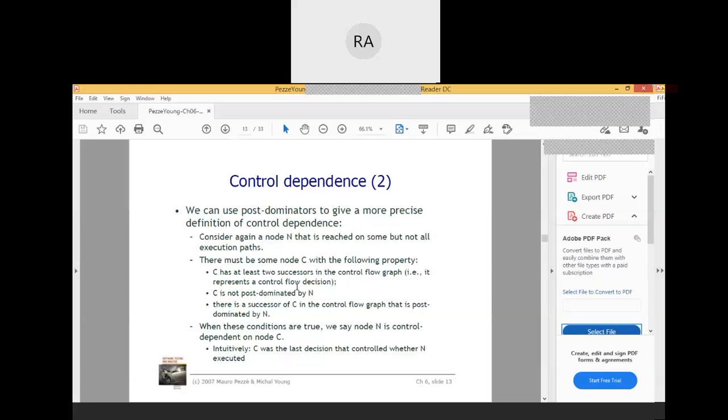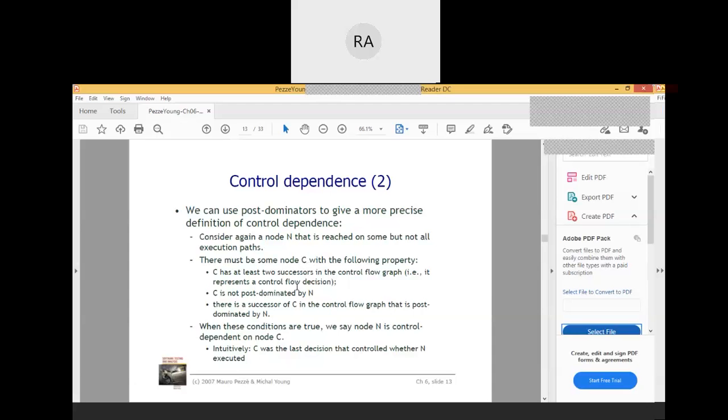Whatever we have studied earlier, we are explaining with the CFG, the control flow graph. In other words, C was the last decision that controls whether N should be executed or not. This is how I can explain the control dependency between two nodes. Suppose we have considered node N in the CFG, and I'm also considering one more node called C. I can say that C controls the execution of N whenever it meets three conditions.